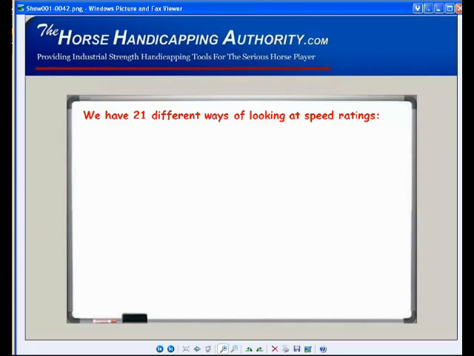When I say what speed ratings are important, first of all, you have to understand that we have 21 different ways that we look at speed ratings. And I'm not going to go through all 21 one at a time.